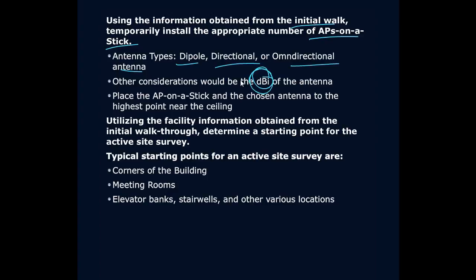Make sure the dBi of the antenna is matching the dBi you are going to deploy. Okay? Place the AP on a stick in the location at the highest point near the ceiling, where you would install the AP usually. Okay? You want to make sure it is the same.